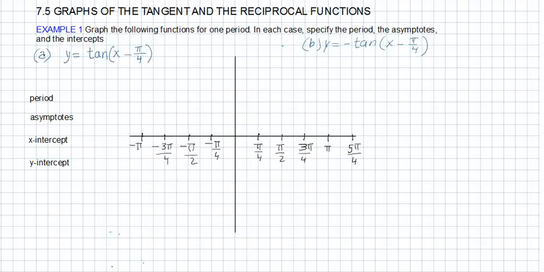We start by graphing y equals tangent of x. Why do we start there? Because this equation here is the same thing as this equation. The only difference is that this graph is translated pi over 4 units to the right. So it's the same graph, just translated.